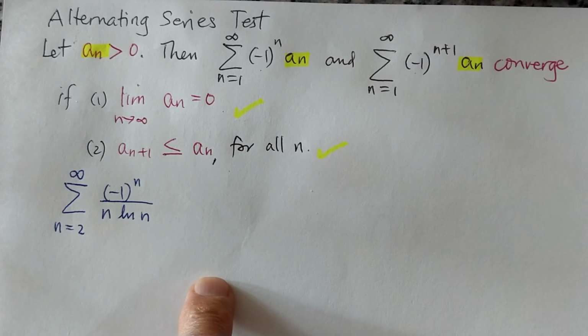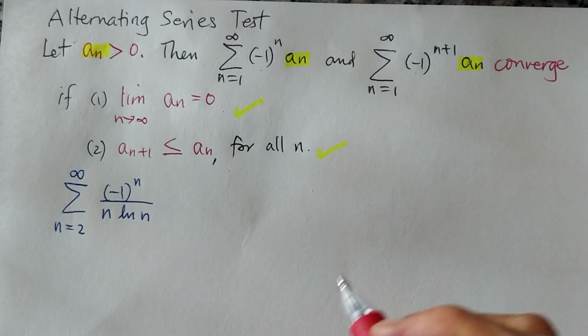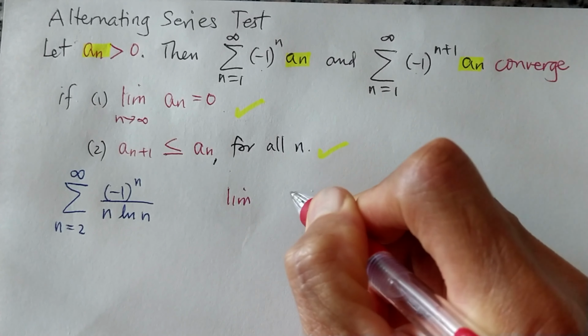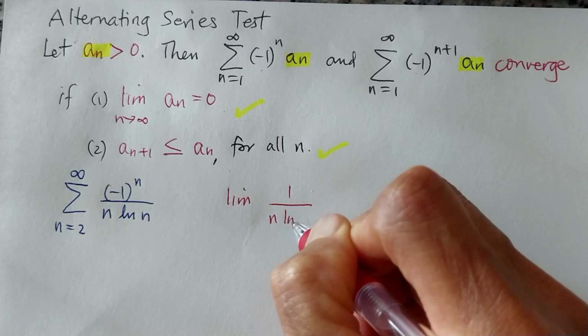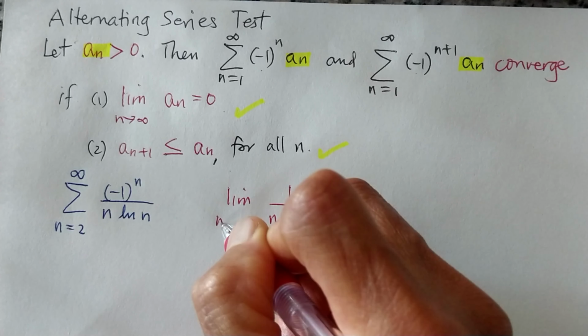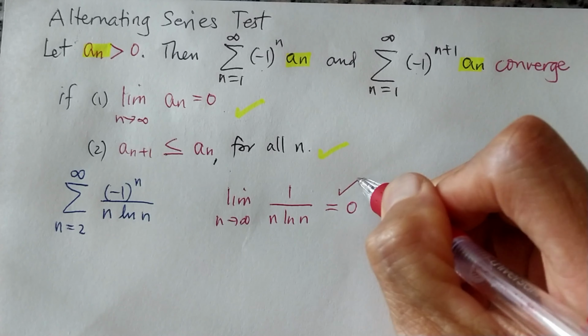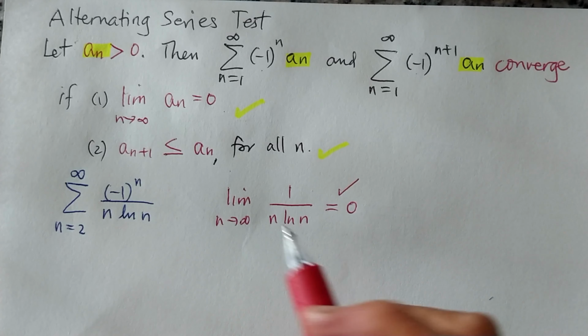Let's look at the first condition. Is the limit of the n term equal to 0? Is the limit of 1 over n ln of n as n approaches infinity 0? The answer is yes. Now let's look at the second condition.